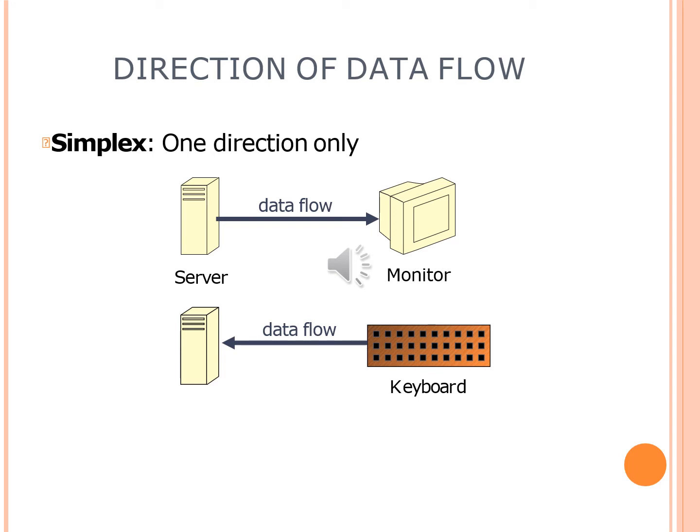So we have the very simple one, known as simplex. Simplex means one direction only. It means we have two computers, or two devices, let's suppose. On those two devices, one is able to send the data and the other one is able to receive the data. That is known as data flow in a simplex manner.